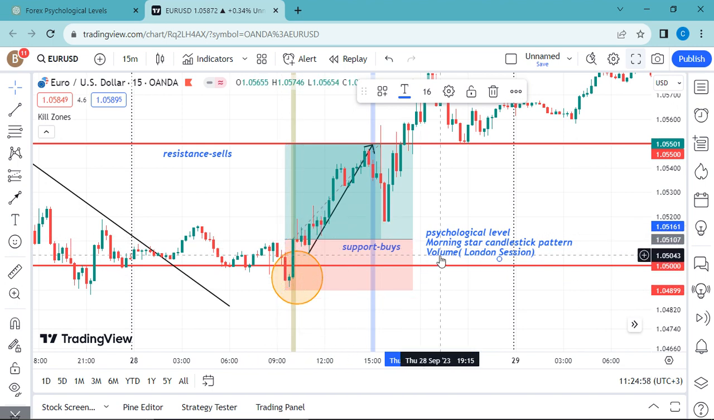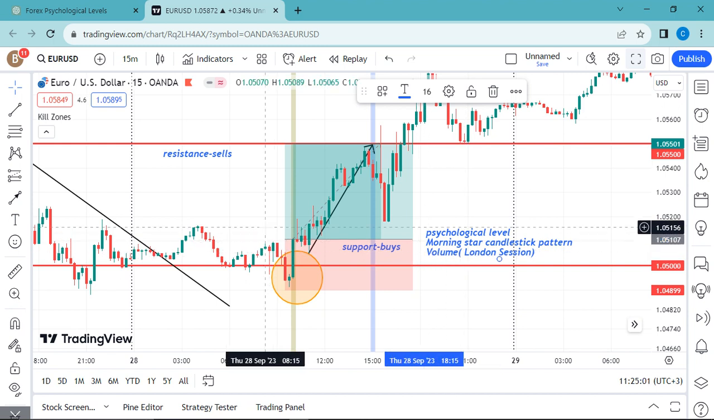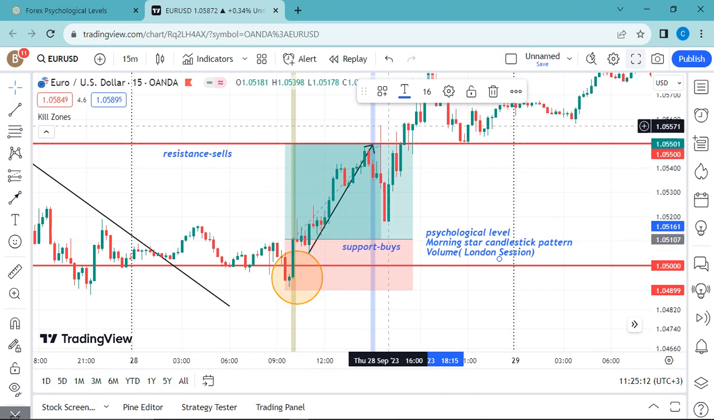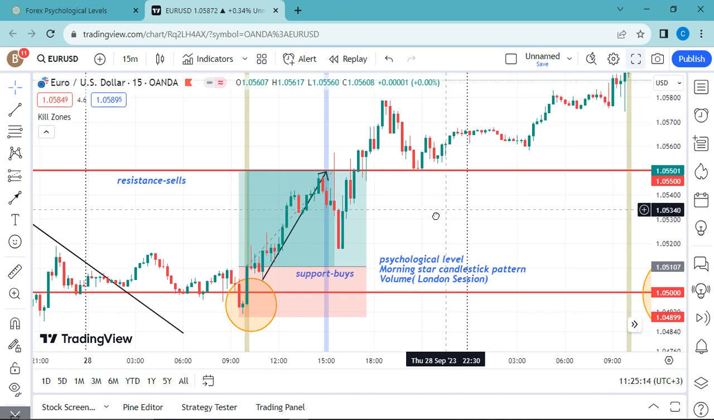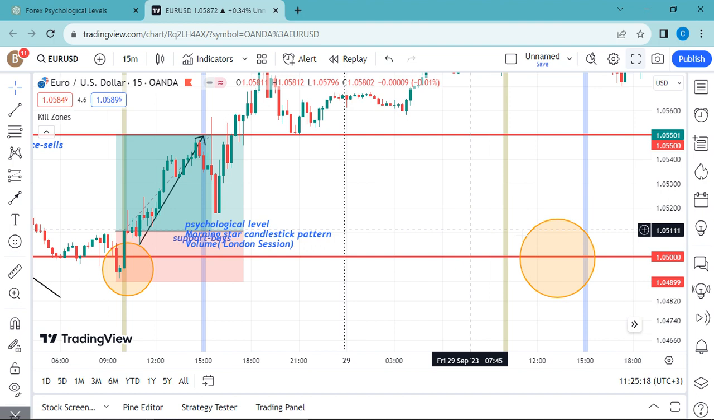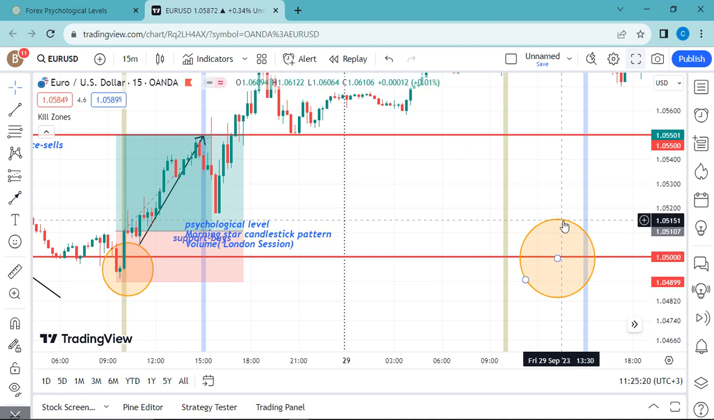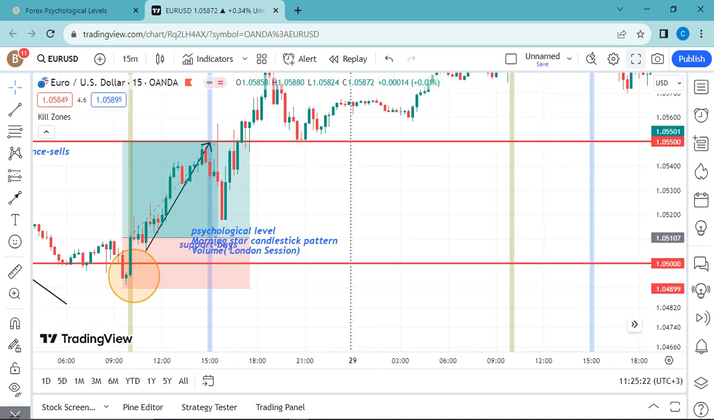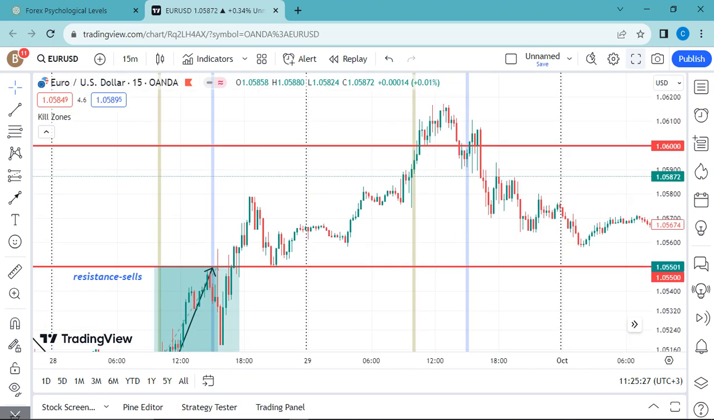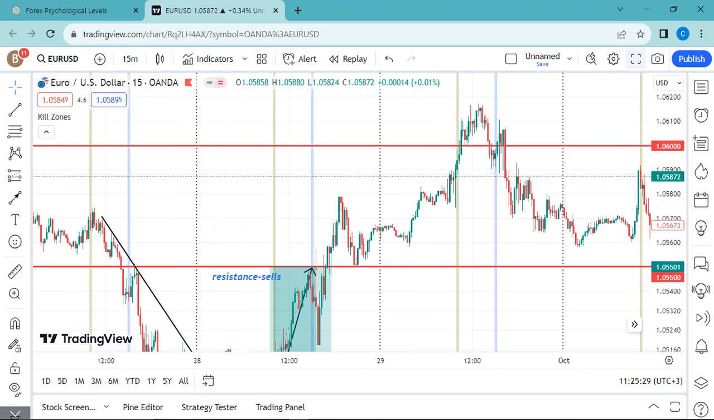Now the third confirmation was volume, because it created this at the beginning of London session, and now it signifies that there will be a lot of volume during London session, and the market pushed to the upside to hit the next psychological level, which would act as our take profit, right? So that is how you take a buy trade from support, right? So I'll also show you how to take a sell trade from resistance, right?